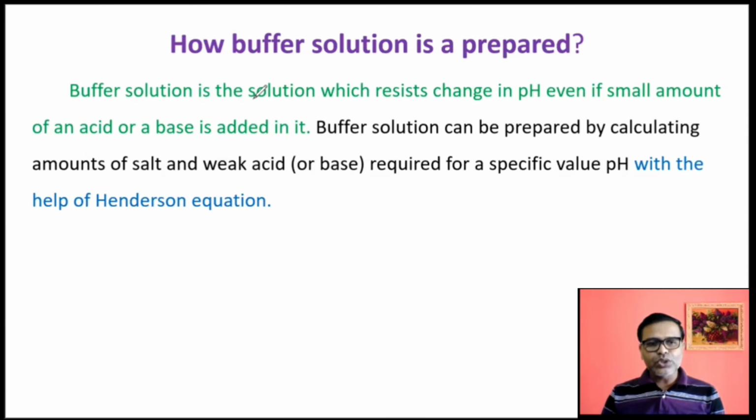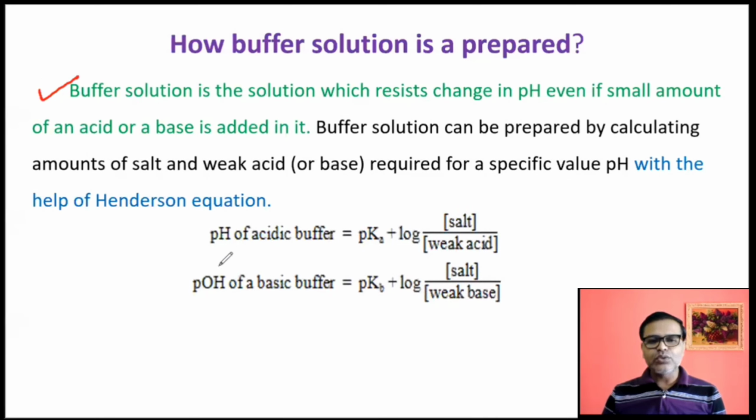A buffer solution is a solution which resists the change in pH even if a small amount of acid or base is added to it, as we have seen in the definition part. A buffer solution can be prepared by calculating the amounts of salt and weak base or weak acid, as per the type of buffer solution. Accordingly, we can use the Henderson equation. So what is the Henderson equation?